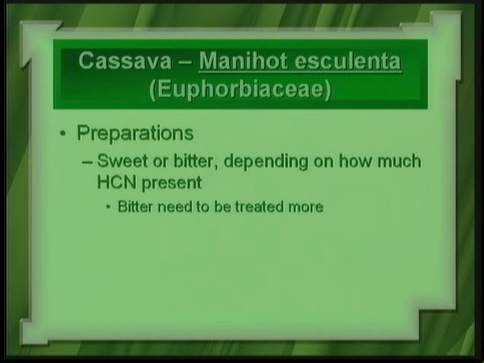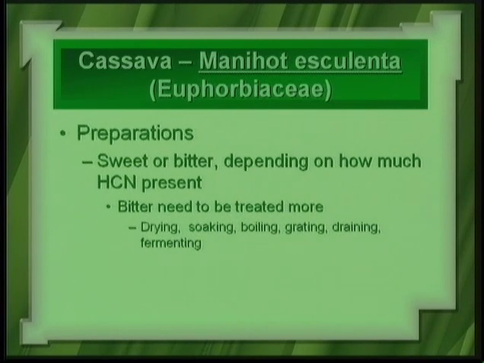So usually the bitter type needs to be treated more. You have to dry that, or you can soak it in water, or you can boil it, or you could grate it and then let it sit, and then have the bad stuff get diffused away, drain it. You could ferment it. So different places had different ways of processing this plant, but you need to process most of them most of the time. The very sweet ones you don't really have to.